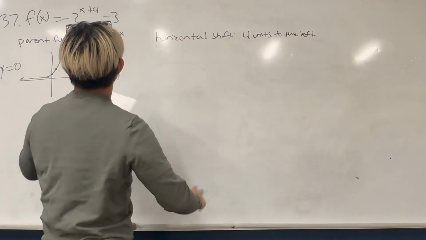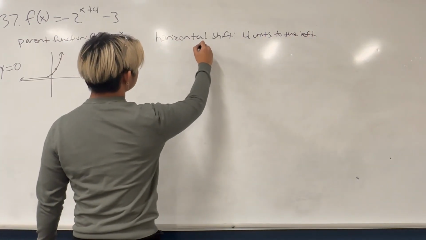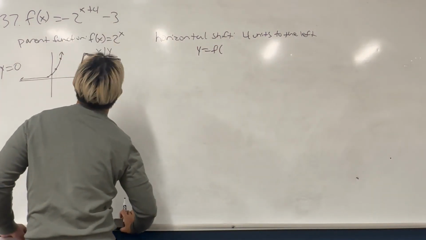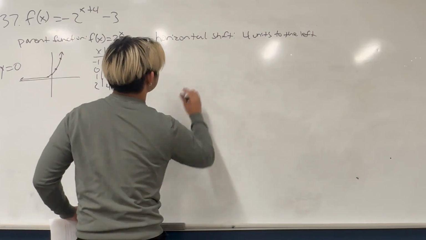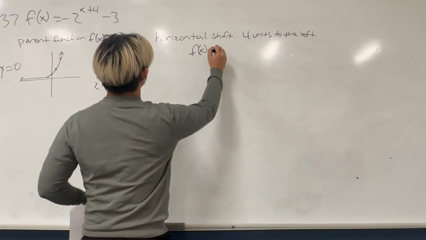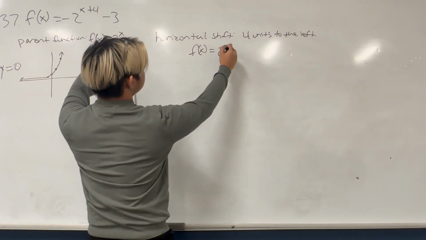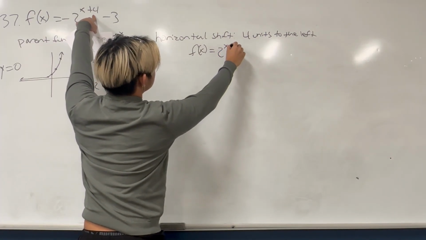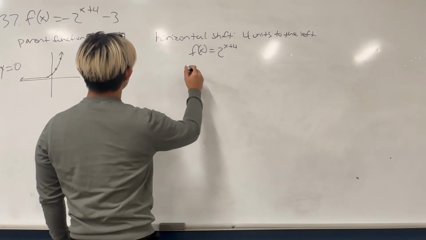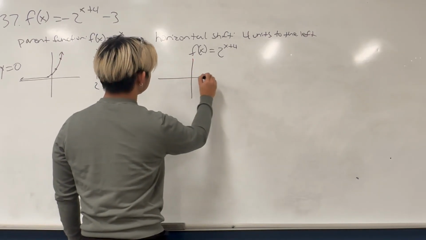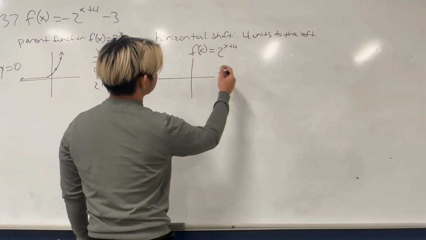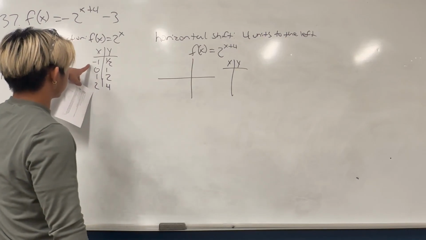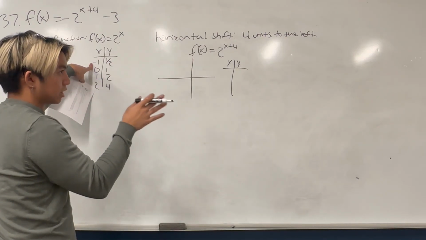And what would the function look like? It would be y equals f of x equal to 2, and our parent function was 2 to the x, right? And then 4 units to the left is just plus 4. So 2 to the x plus 4. Okay, and then the x or y values. Pretty much just take the x's and just minus 4.